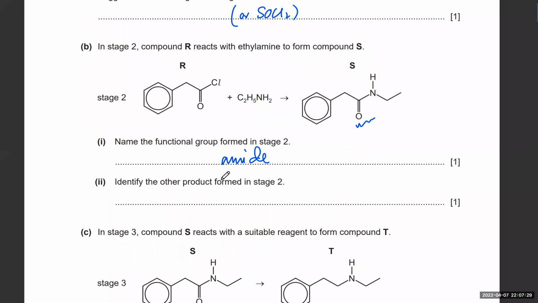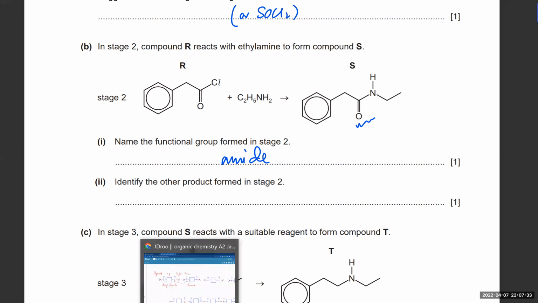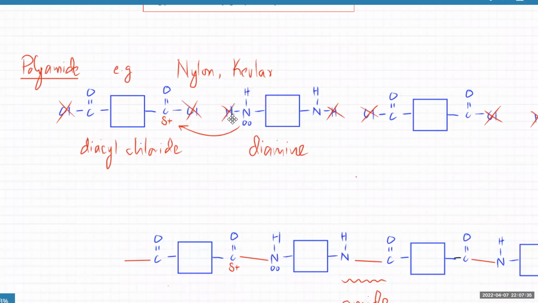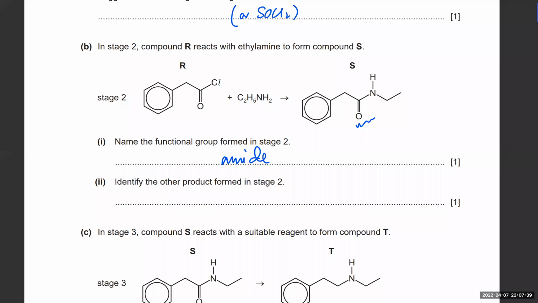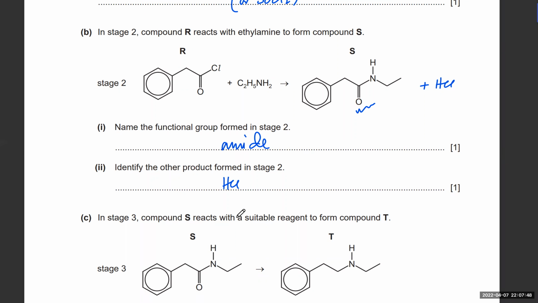Identify the other product formed in the reaction. In this case, the Cl is lost and the H is lost. They end up forming HCl. So HCl is the byproduct of this reaction. The amine N will join with this carbon atom.